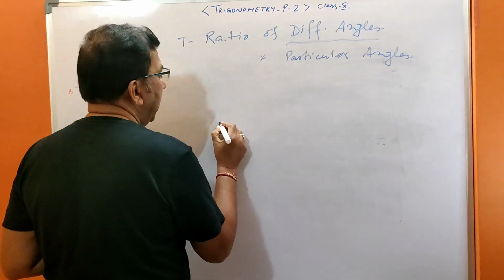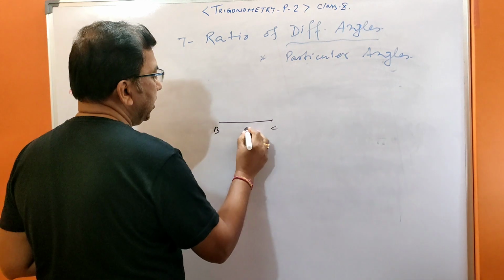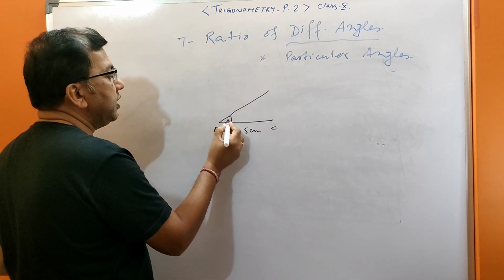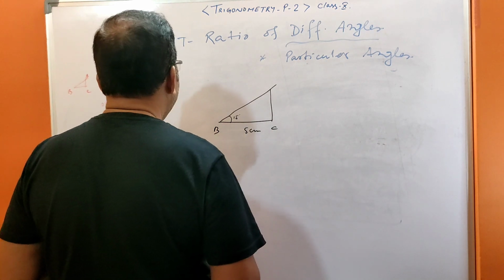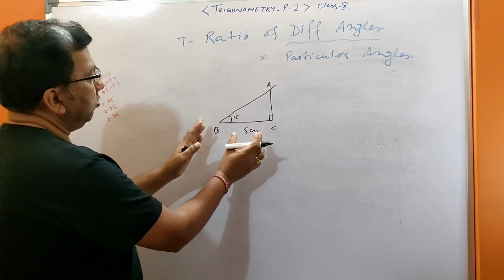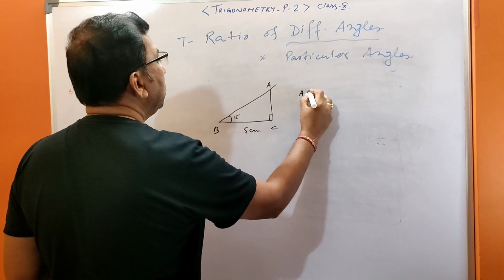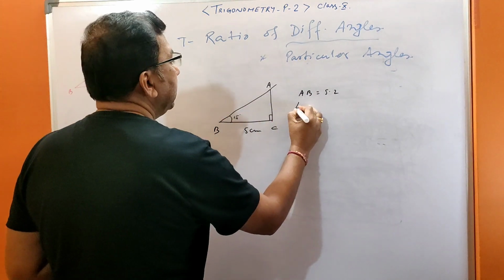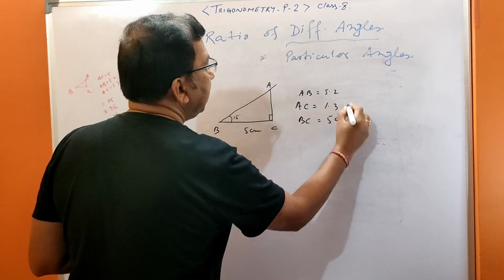Suppose we draw a side BC equal to, let us say, 5 centimeter. Draw an angle of 15 degree here, this is theta, and draw a perpendicular here. This is a right angle triangle. If you measure AB and AC with a scale, suppose AB is 5.2 centimeter and AC is 1.3 centimeter, with BC being 5 centimeter.